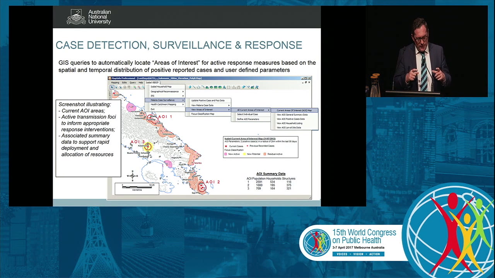And then there's functionality in the Spatial Decision Support System to generate buffers around new cases. And then lists can be generated of households that reside within that buffer for the purposes of going out and doing things like reactive case detection, fever screening, and delivery of antimalarial drugs.